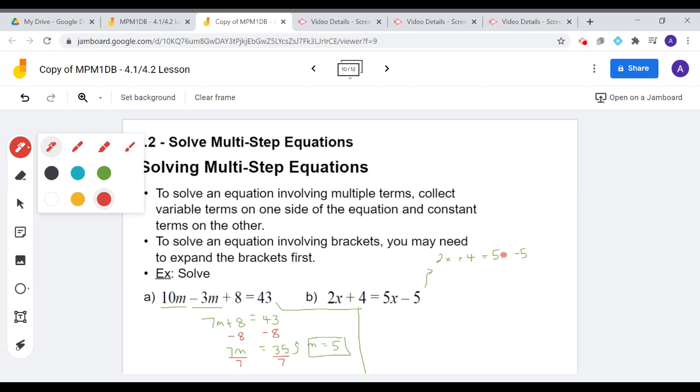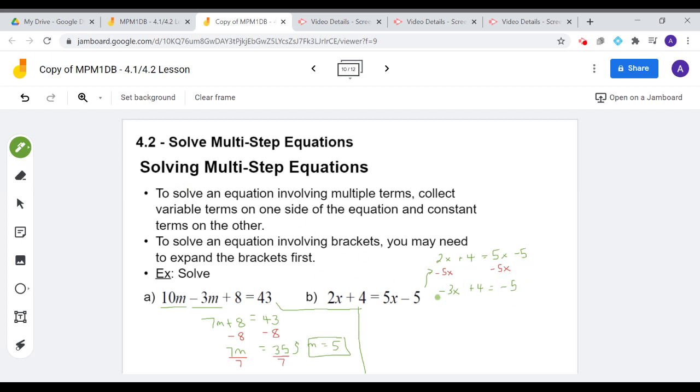So if I want to get rid of 5x on this side, I have to do the opposite of a positive 5x, which is a negative 5x. And I've got to do it on both sides. Okay, if I want to keep my equation equal, do the same thing to both sides. If I do 2x and take away 5x, now I have negative 3x. Nothing happened to this plus 4, it's still there. And on this side, 5x minus 5x gives me 0x, or just 0. And I still have a negative 5. It keeps the sign that's in front of it.